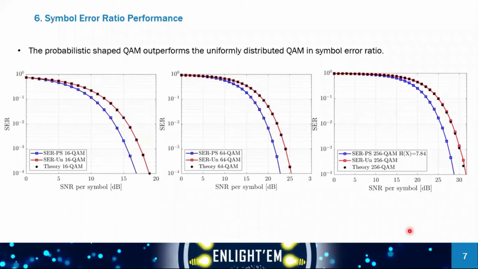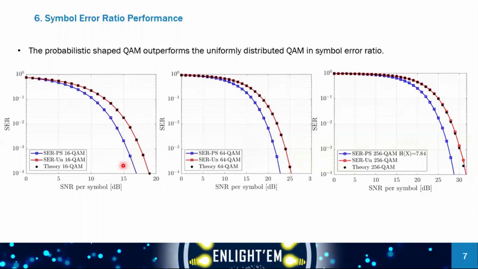Let's discuss the results of the simulation now. You will see here the symbol error performance of 16, 64, and 256 QAM over a range of different SNR per symbol values. For all plots, black dotted points show the theoretical values of symbol error performance, and the red lines represent the uniformly distributed symbol error performance values. And the blue ones show the performance of PS.